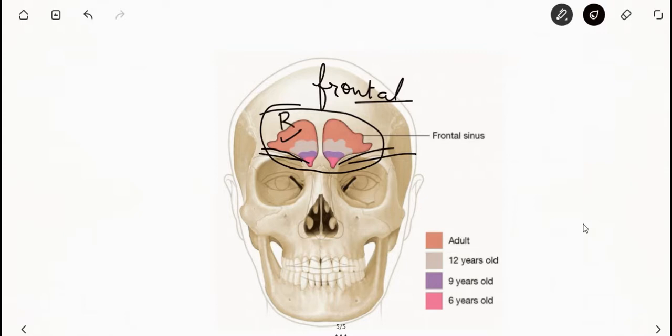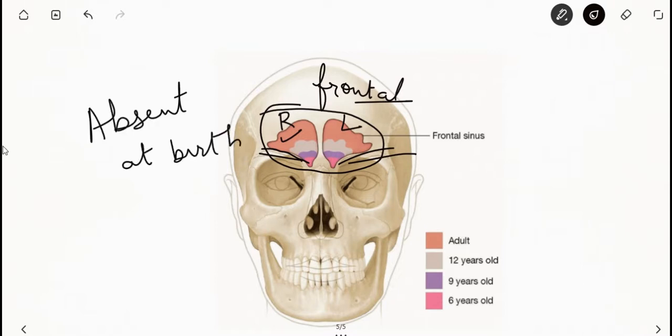The right and left frontal sinuses are usually unequal in size. They are absent at birth. They are well developed between 7 to 8 years of age.